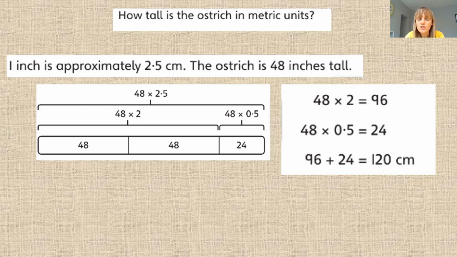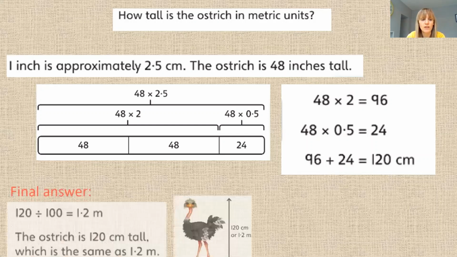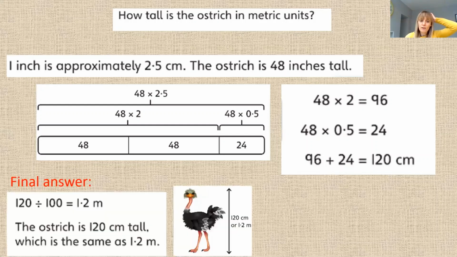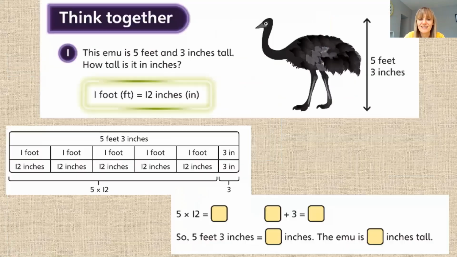For these types of questions, using our bar models are really effective ways of breaking down our multiplications. So always think, if I'm a little bit stuck, you can always get a scrap piece of paper and draw some of these out to help you. Okay, now then that final bit for this was obviously that's in centimetres. If we then wanted to convert, like we did before in our metric units, if we wanted to convert that into metres, we divide by 100. So that means we could say that the ostrich is either 120 centimetres tall, which is the same as 1.2 metres.